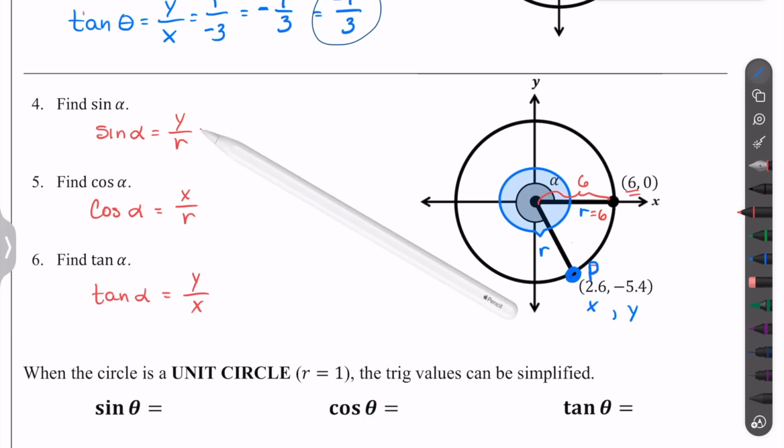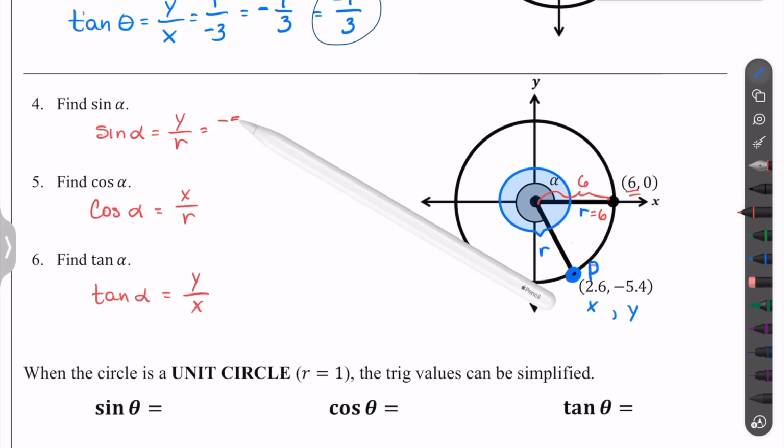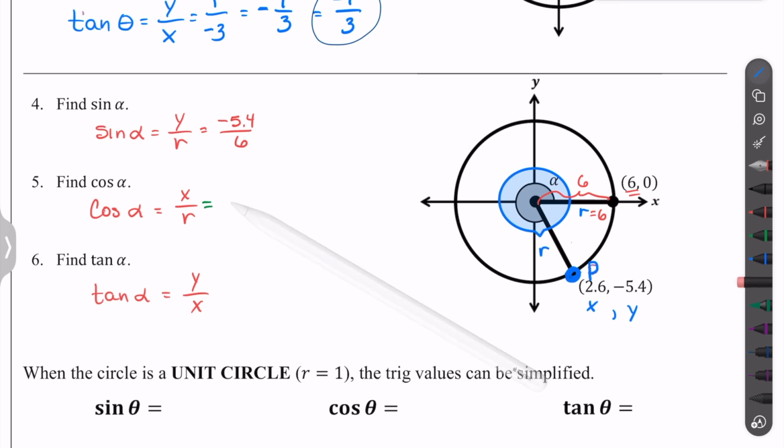So I can just start answering it. My y value is negative 5.4 divided by my radius of 6. We are going to use our calculators to figure this out, because you don't want to leave a decimal in a fraction like that. It's kind of mixing your forms. X is not 6, x is 2.6 over my radius, which is 6. My y value is negative 5.4, and my x value is 2.6. So all these we're going to get out a calculator, and we'll attack them that way.